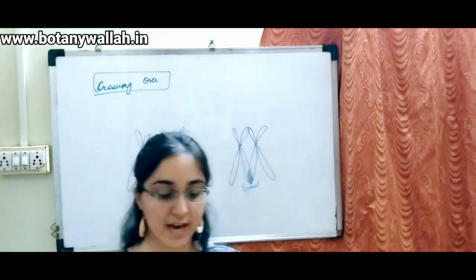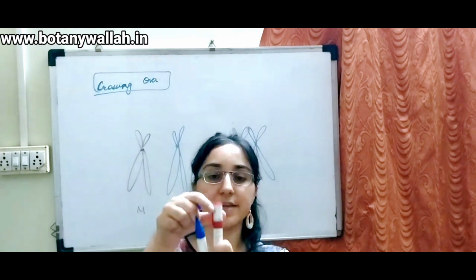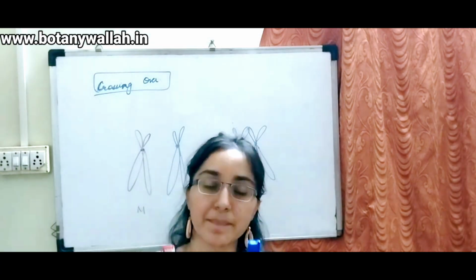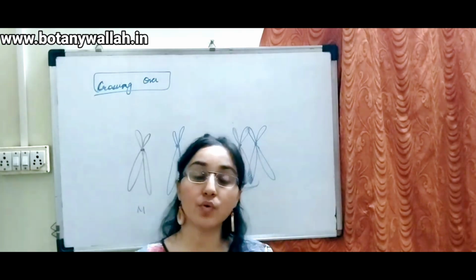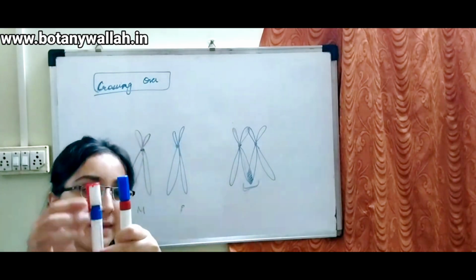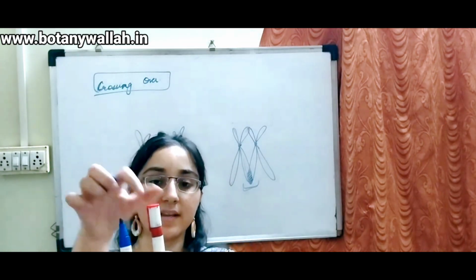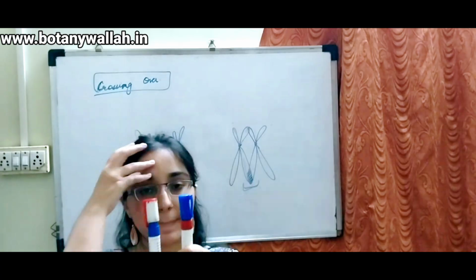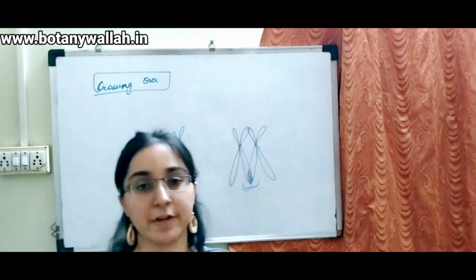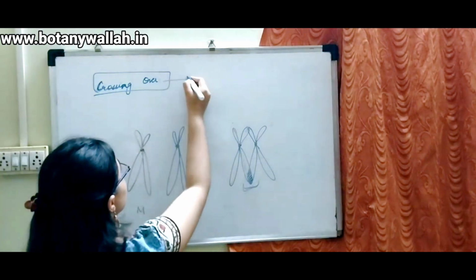See, I told you they came, they held each other, and they exchanged their parts, and something new formed. A new combination is formed. Earlier it was like this, and now there is a formation of a new combination. This new combination is known as recombination. And this is what is known as crossing over.